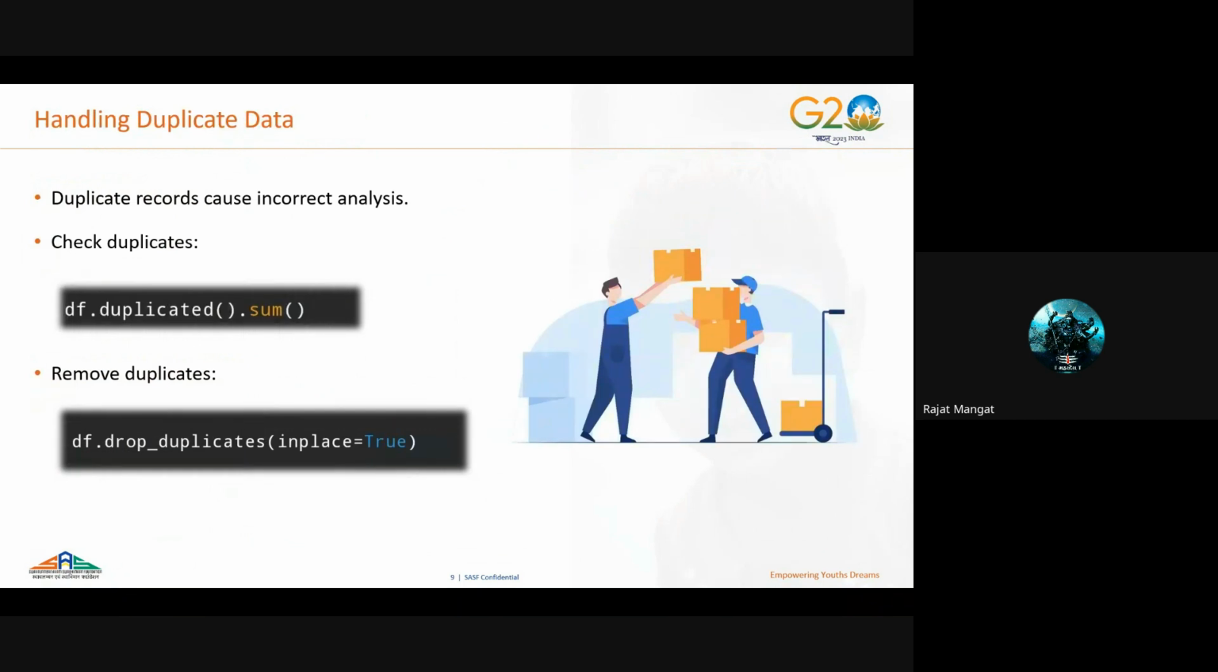Now, handling duplicate data. Since our file doesn't contain duplicate data, I will explain it here only. Duplicate records cause incorrect analysis. Check duplicates. Why incorrect analysis? Suppose in our data we have Ria. Ria's age will get added two times. If we want to take an average, it will get added two times if we have duplicate rows. So it will basically affect the calculations. It will reduce the accuracy and make our data less accurate.